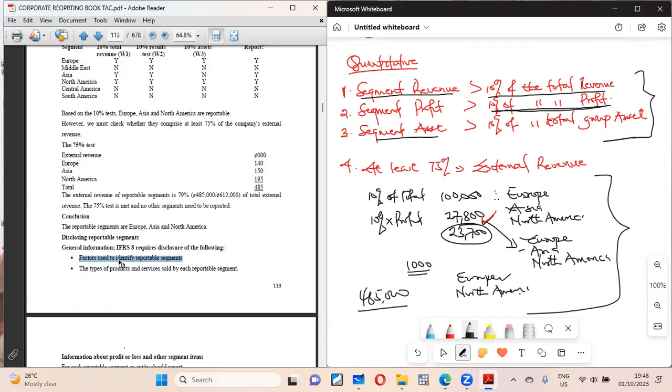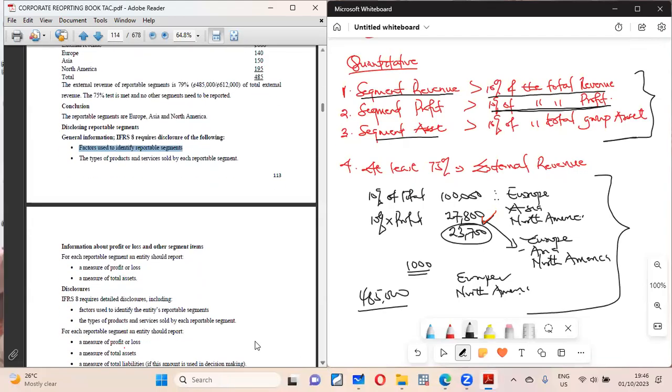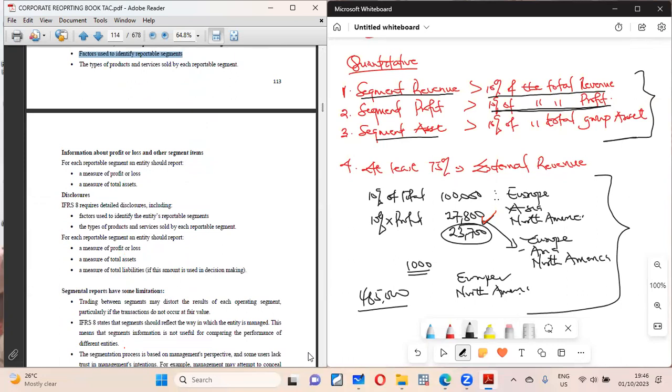All right. And where is the company? The geographical place, then any measurement criteria that you selected. So all these things are here. Once you are able to identify the operating segment, then you disclose this information about them. How did they measure their assets? All right, and all those things.